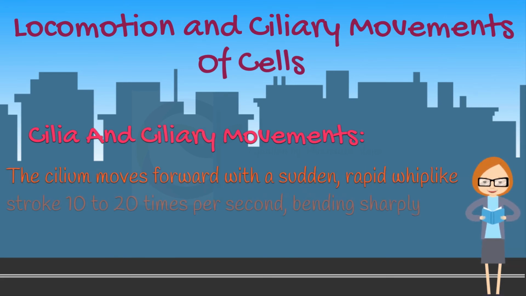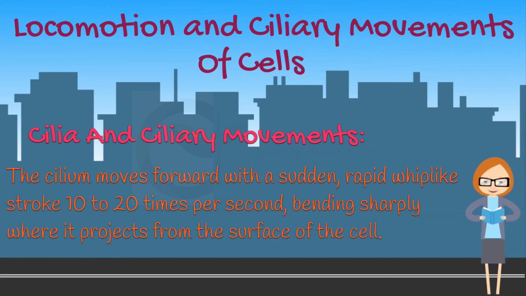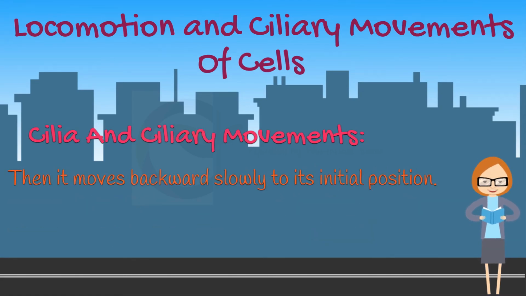The cilium moves forward with a sudden, rapid whip-like stroke, 10 to 20 times per second, bending sharply where it projects from the surface of the cell. Then it moves backward slowly to its initial position.